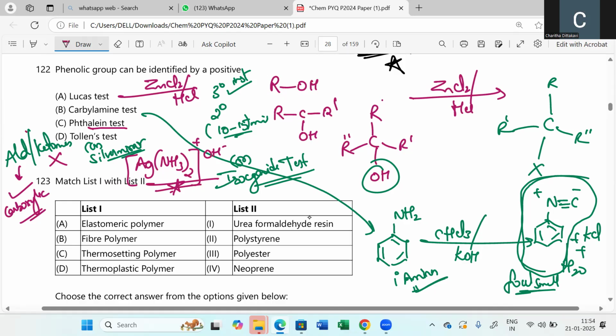And if I have to talk about the phthalein test, as I said, it is for the phenolic group. The phenol group can be identified by the phthalein test. Now, what is that phthalein test? Let us write that down here. Let me just take some space. One second.